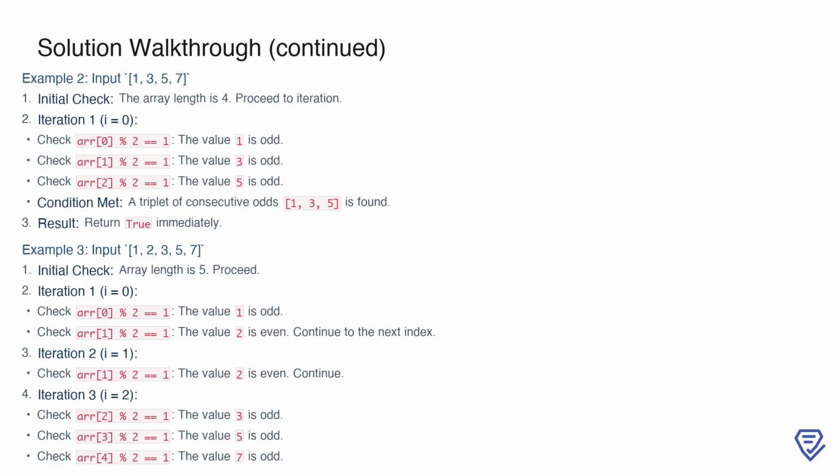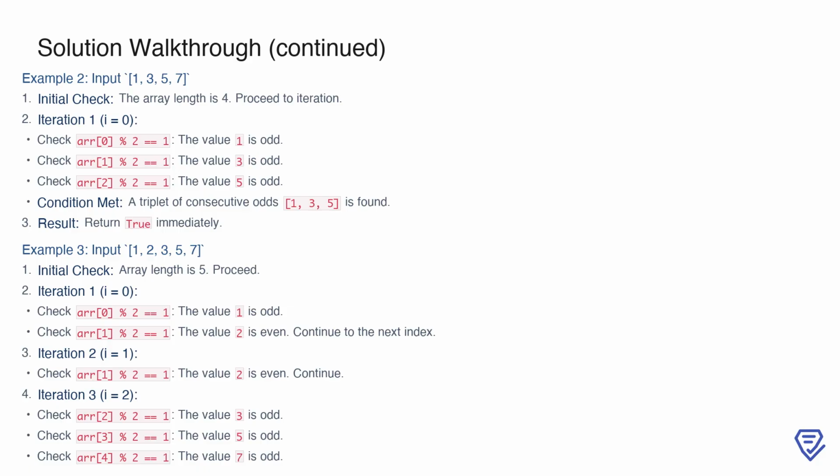Then, we check the third element, 5, which is also odd. This means we have found a triplet of consecutive odd numbers, 1, 3, 5. Since the condition is met, we immediately return true. Let's move on to the next example, where the input is 1, 2, 3, 5, 7.